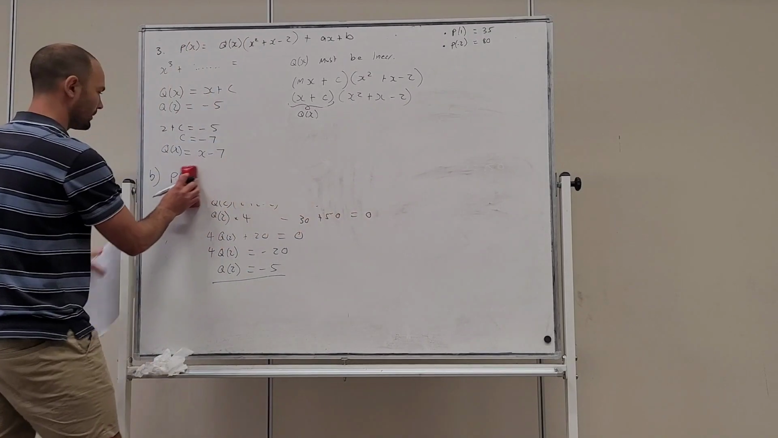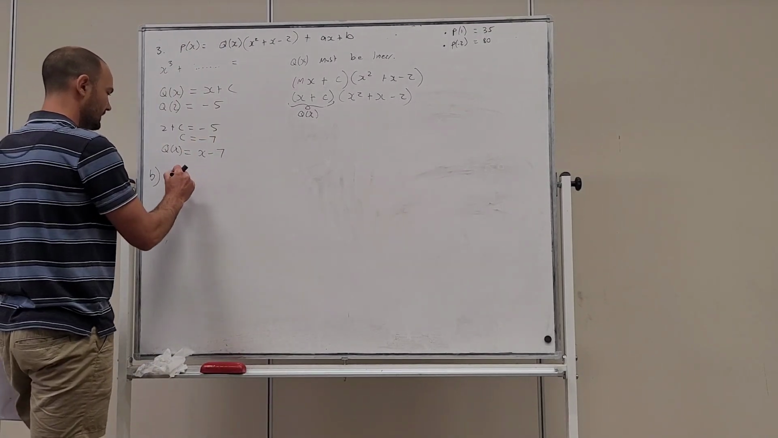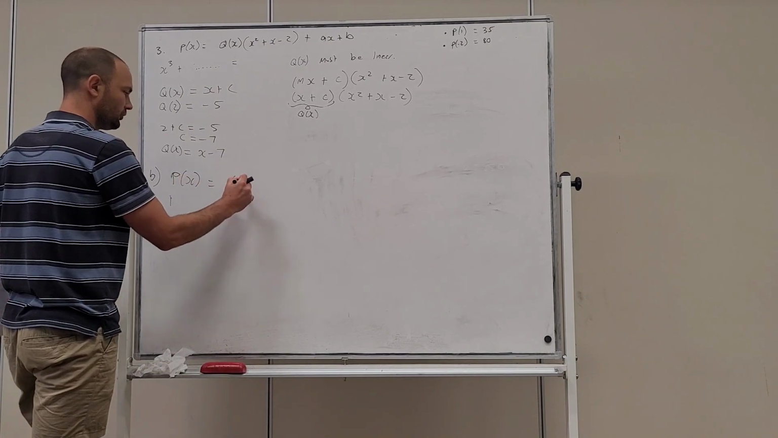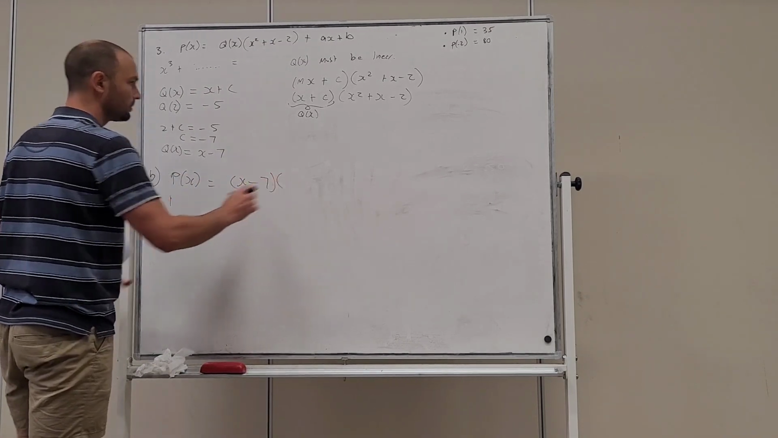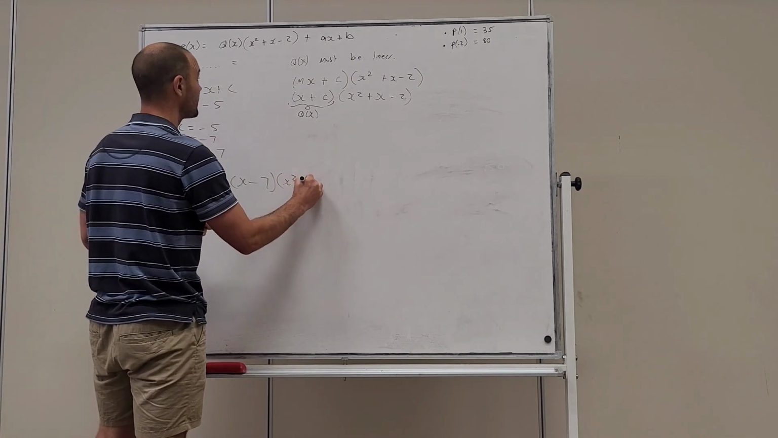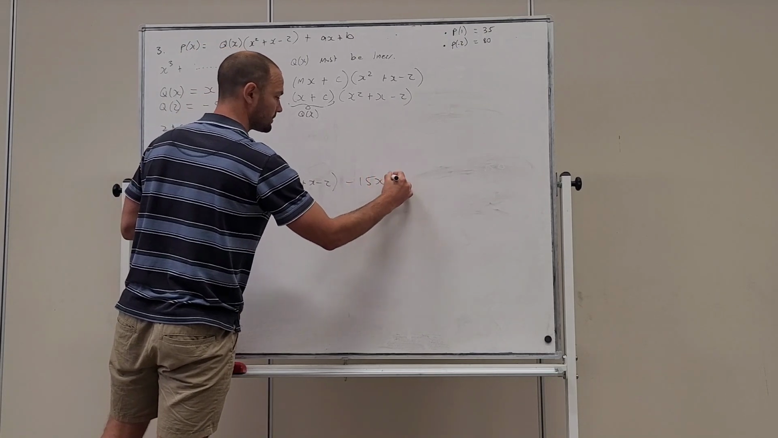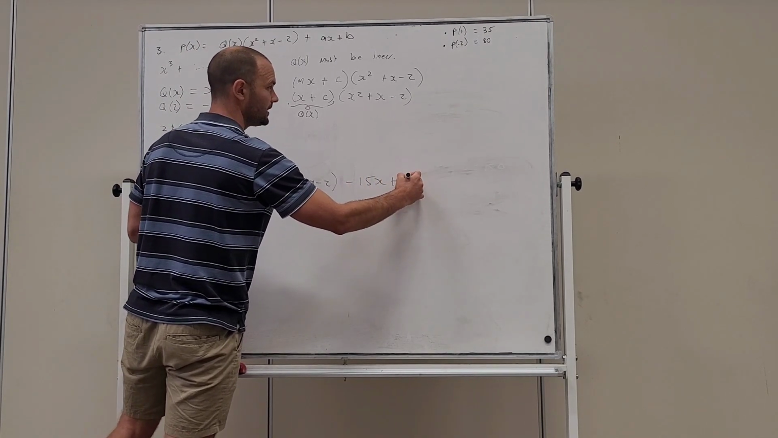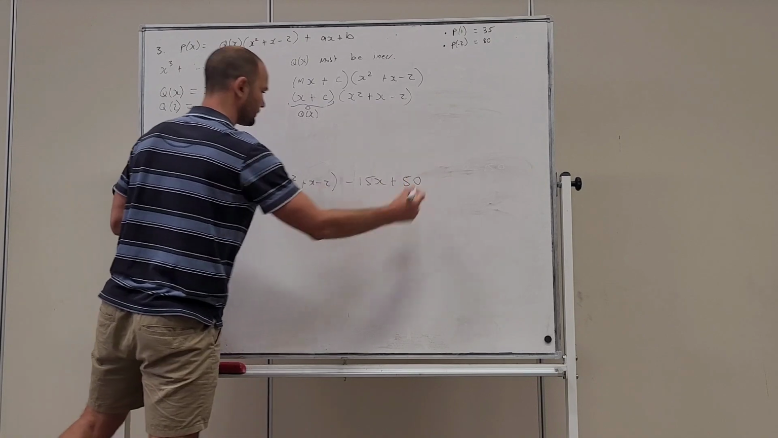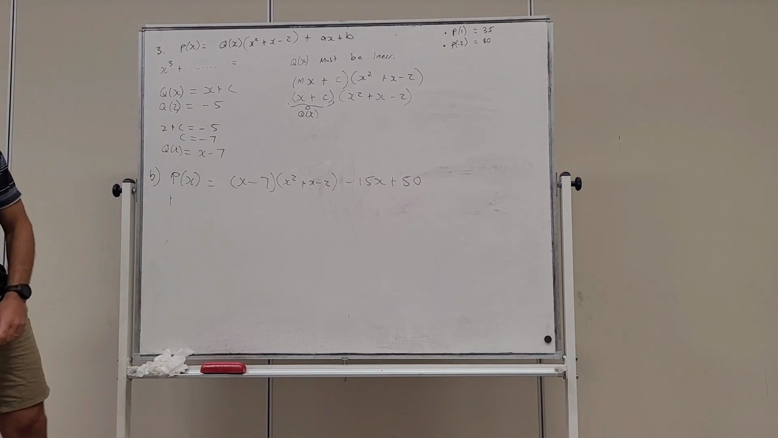So let's write out what we have for p of x at the moment. We have p of x is equal to q of x multiplied by the quadratic factor, the divisor, x squared plus x take 2. And then we have plus ax plus b, was b 50? Yep. So all we're going to do is expand this completely and collect like terms.